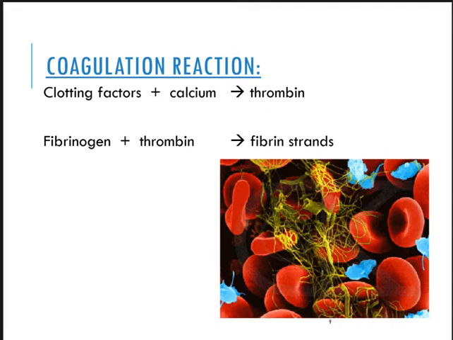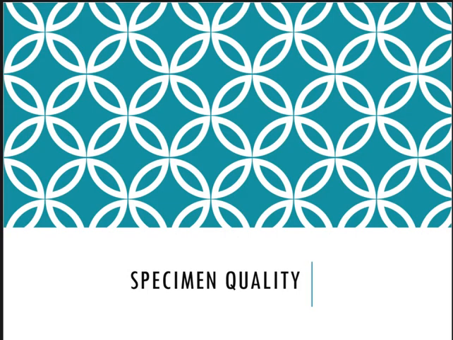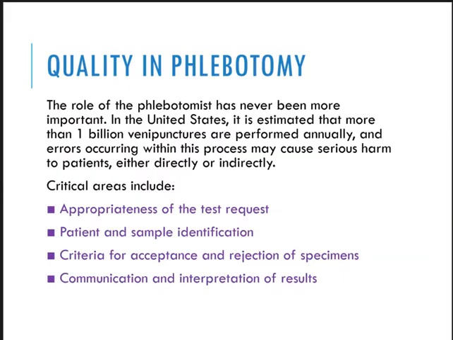Now let's proceed to our specimen quality. Okay, so we have to check the quality of our specimen, guys, to know whether or not it is still viable to make use of it. Now, first, we have your quality in phlebotomy. So the role of the phlebotomists has never been more important. Okay, in the US, it is estimated that more than 1 billion venipunctures, or the process of drawing blood from your veins, are performed annually, and errors occurring within this process may cause serious harm to patients, either directly or indirectly. Now we have here some critical areas.